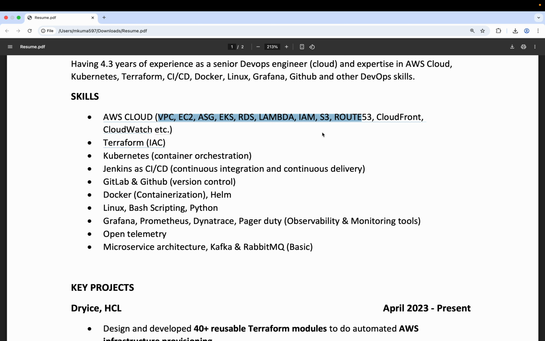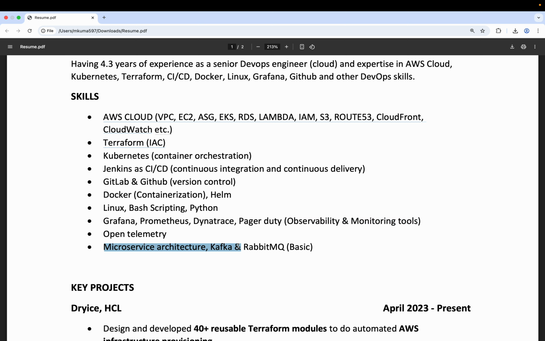So these are the technical terms on the basis of which your resume will get shortlisted. IaC and Terraform are two technical keywords on the basis of which your resume can get shortlisted. Similarly, for Kubernetes, for Jenkins, for GitLab and GitHub, version control is a different term, correct? GitLab and GitHub are the tools and technology, but version control is the term used for these tools. Just like Kubernetes is called container orchestration. Grafana, Prometheus, Dynatrace, PagerDuty: what is the actual term for these tools? Observability and monitoring tools, or APM tools, application performance monitoring tools, correct?